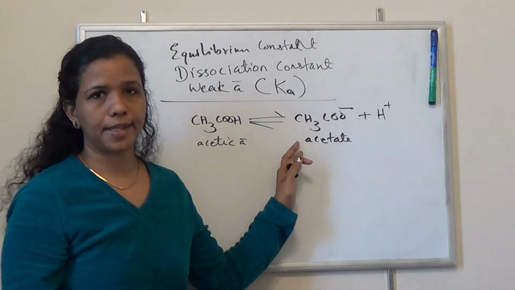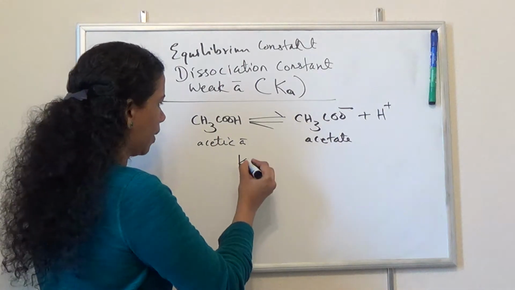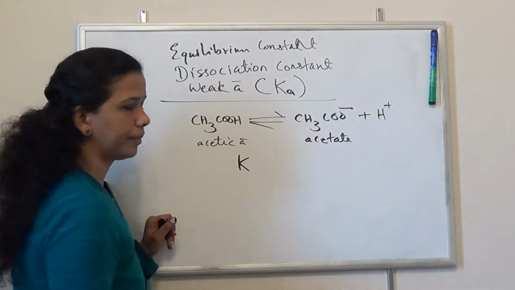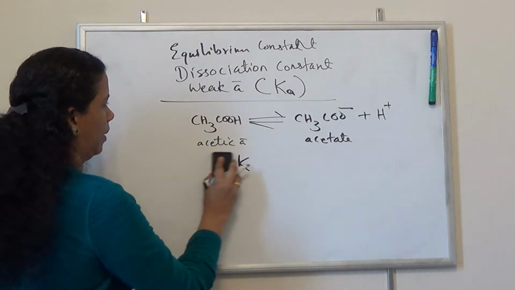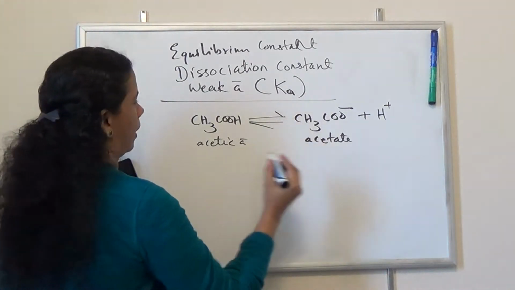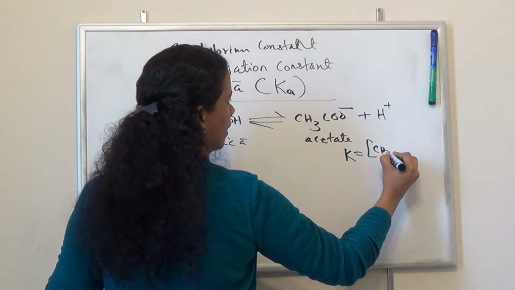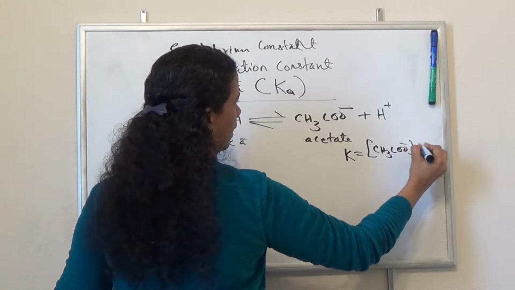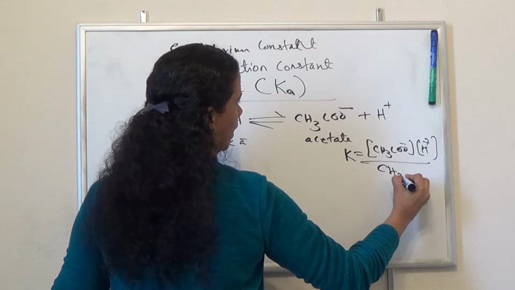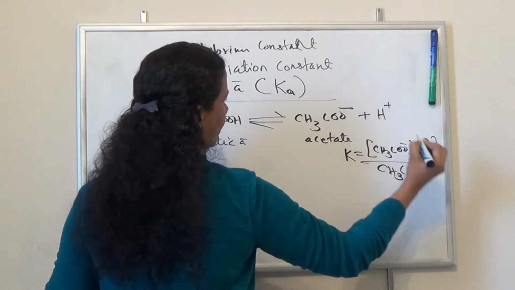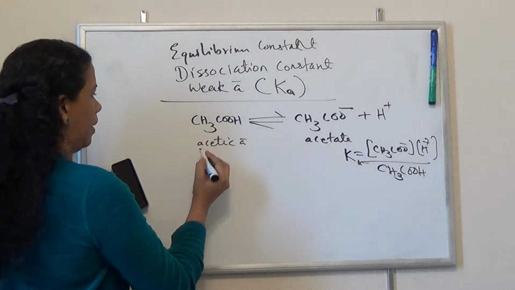After some time they will reach an equilibrium. So we can write the equilibrium constant. The equilibrium constant K is equal to the concentration of CH3COO minus times the concentration of H plus, that is the products, divided by the concentration of reactants. It is represented by the letter K.